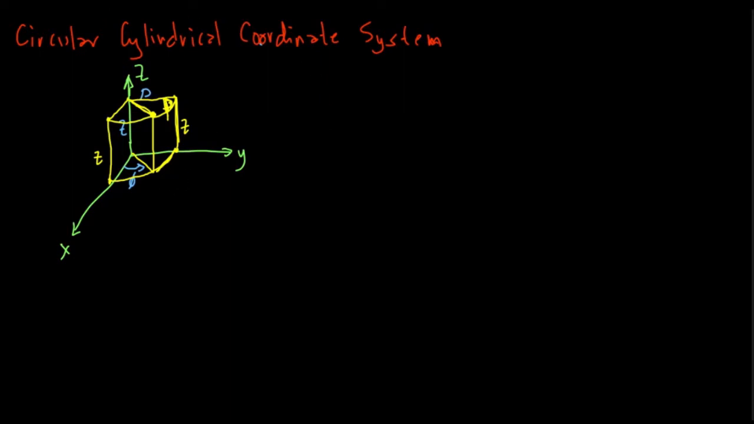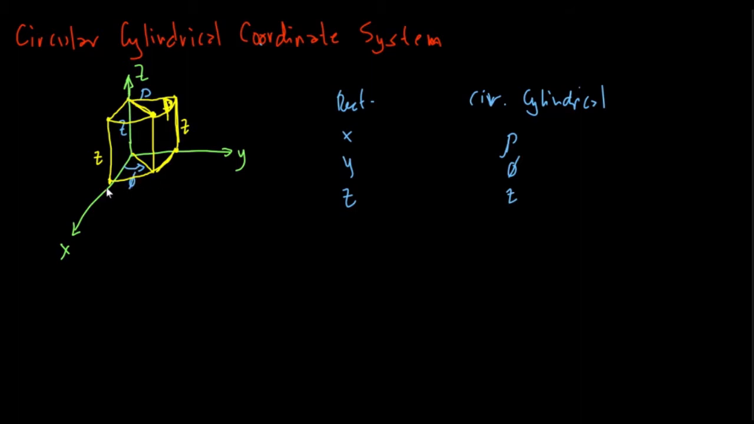Okay, so if you are going to compare the rectangular and the circular cylindrical coordinate systems, the coordinates for our rectangular are x, y, and z. Now for our circular cylindrical system, we have the coordinates rho, phi, and z. As you notice, the only axis that is not changed is the z, because the z is the vertical distance from the origin.